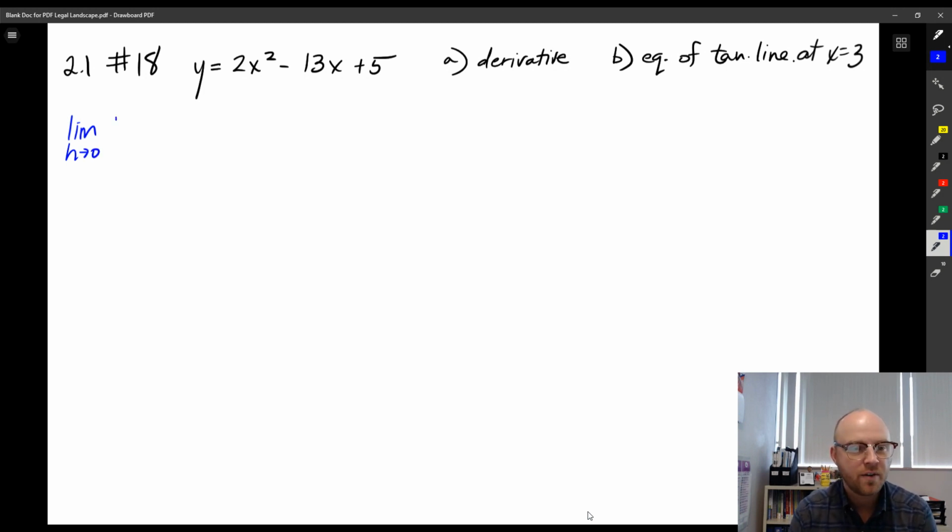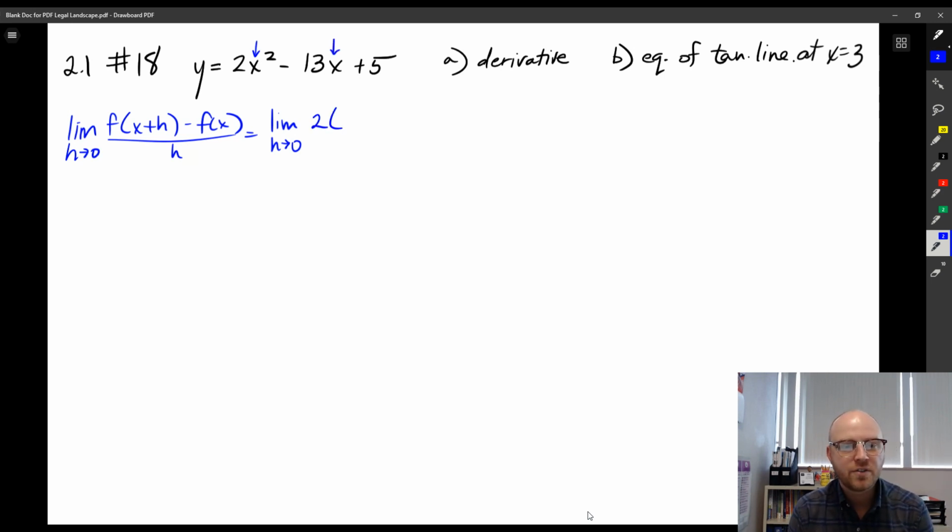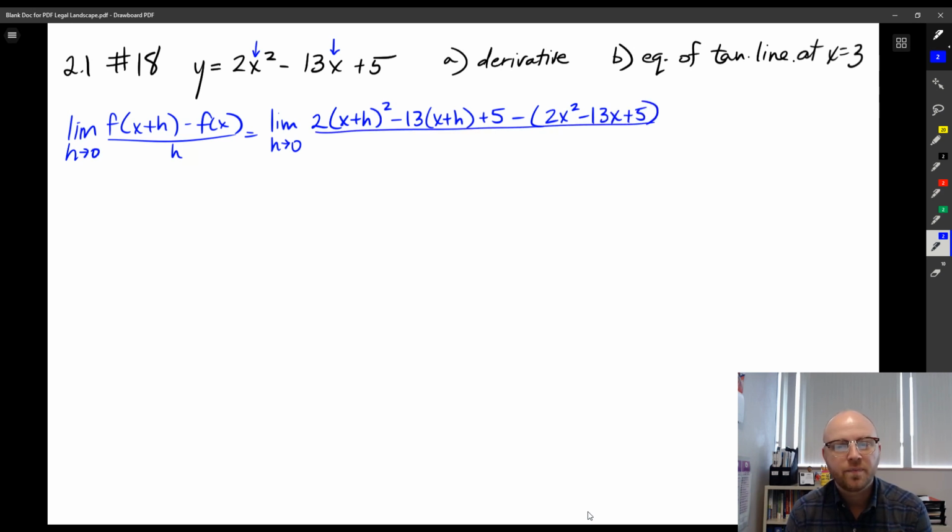The limit as h goes to 0 of f of x plus h minus f of x all over h. So in application here to our function, we plug in x plus h everywhere there is an x, and we will have 2 times x plus h squared minus 13 times x plus h plus 5, and we're going to subtract the whole entire function, which is 2x squared minus 13x plus 5. That's all over h.